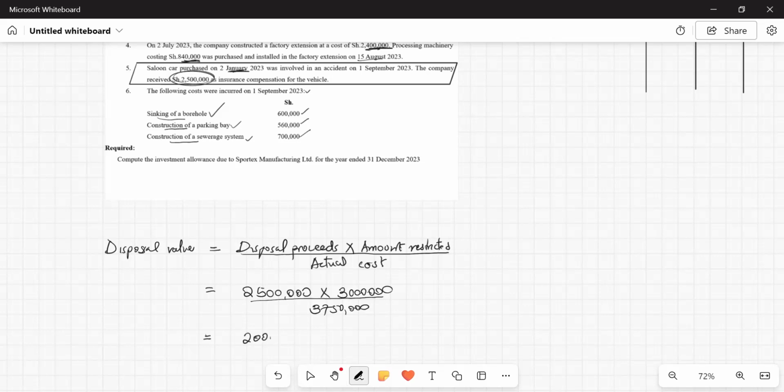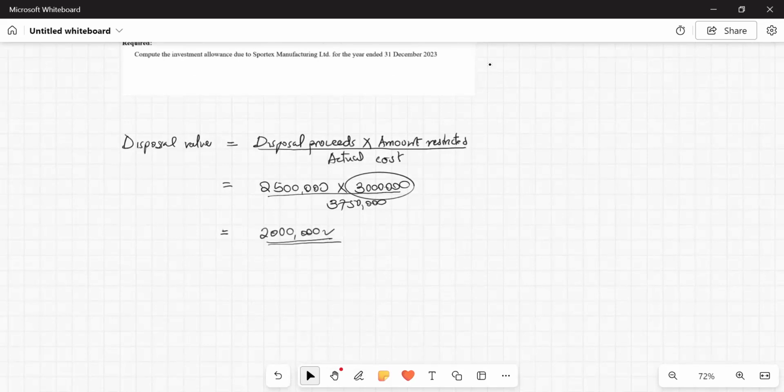So meaning this asset, having been disposed of, the value received is only 2 million, not 2.75, not 2.5. 2.5 is a representative of this, but a representative of 3 million is 2 million in that case. So now we have this amount of 2 million. This is the disposal value, the disposal proceeds. But the cost, the qualifying cost, is 3 million. So we are saying this: we have 3 million. This is the qualifying cost.